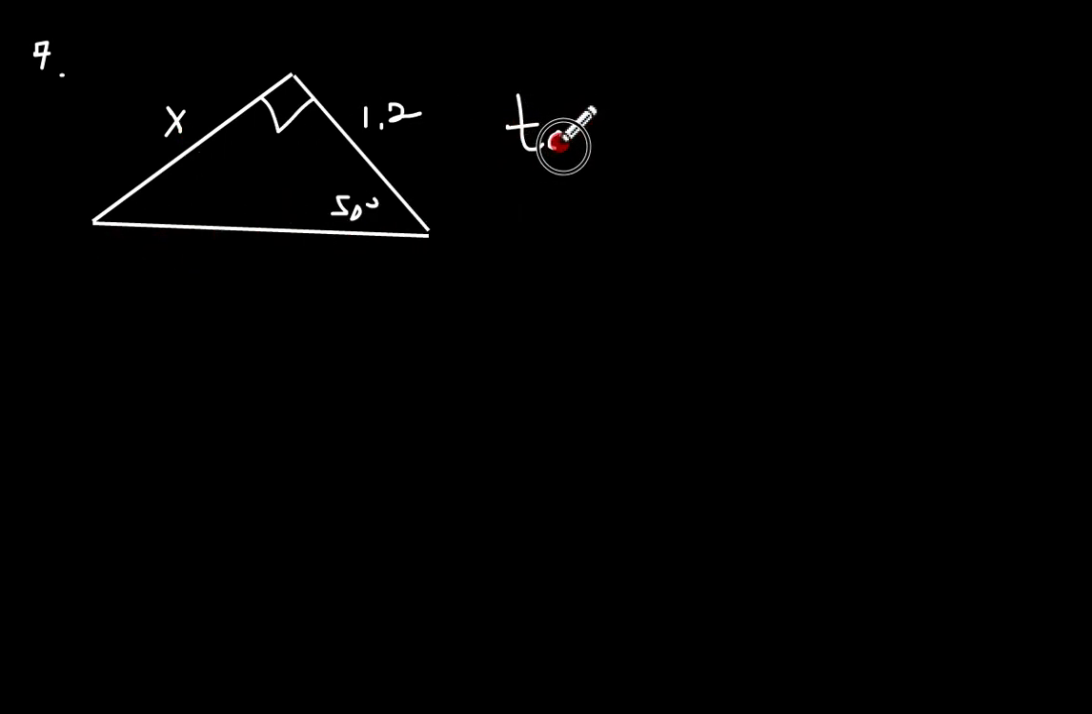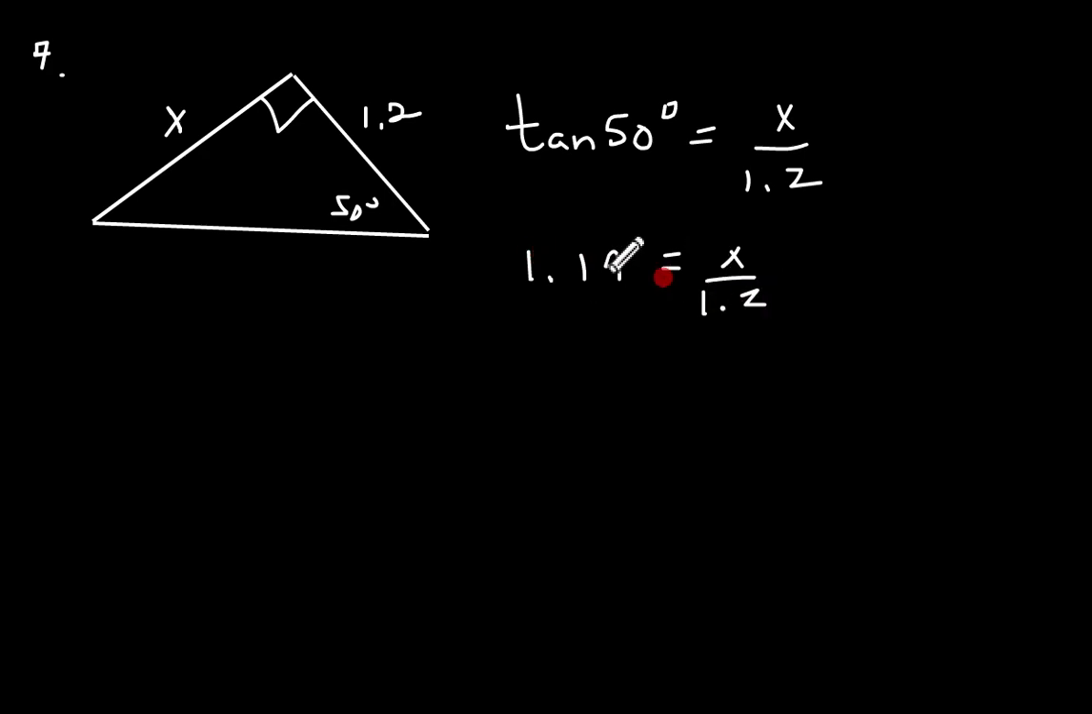So what we do is say tangent of 50 equals opposite, which is x, over adjacent, which is 1.2. In your calculator, you're going to type in the tangent of 50, and I got 1.19 equals x over 1.2, and then we're just going to cross multiply. So I'm going to take the answer that's in my calculator times 1.2, so I didn't round yet. So we're going to get x is approximately equal to 1.43. And that's how you work that type.